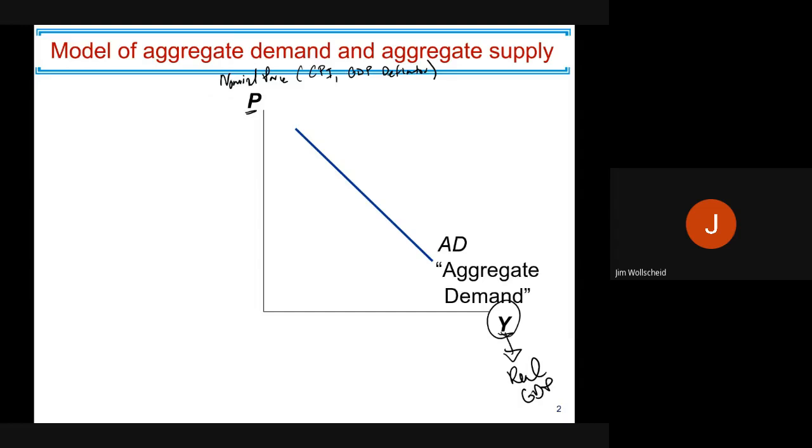We're going to have a curve that looks just like demand. In fact, we're going to call it demand, except what we're going to call it here is aggregate demand. What does the term aggregate mean? Aggregate means all the demands in the country added together. So hence the term aggregate.